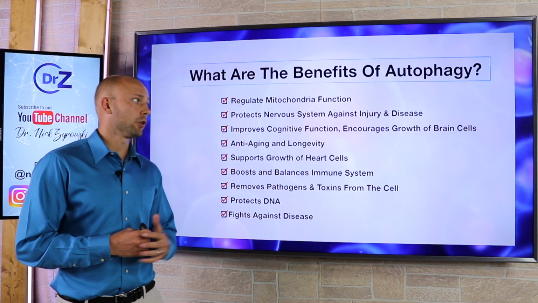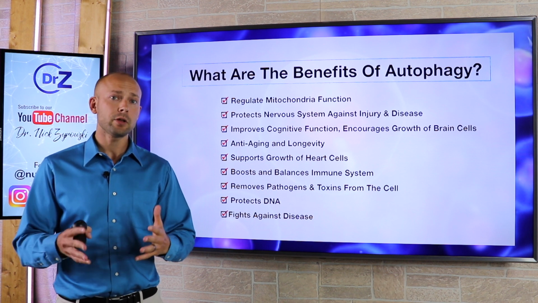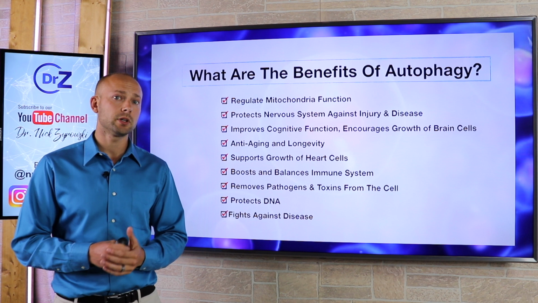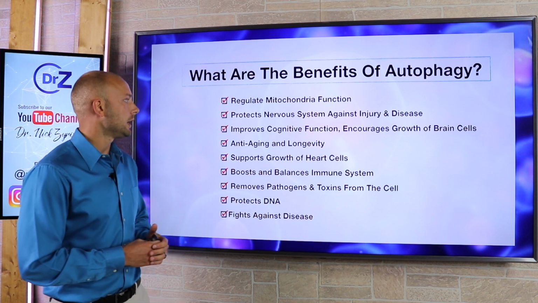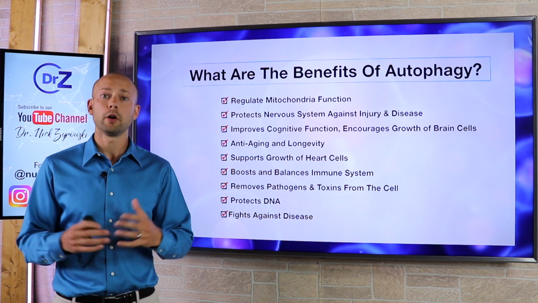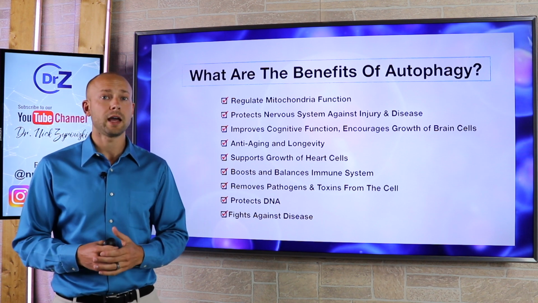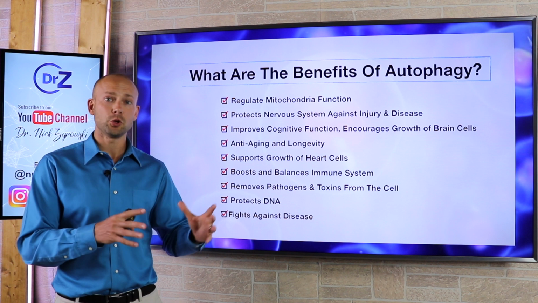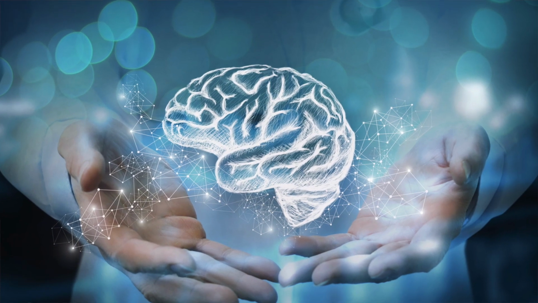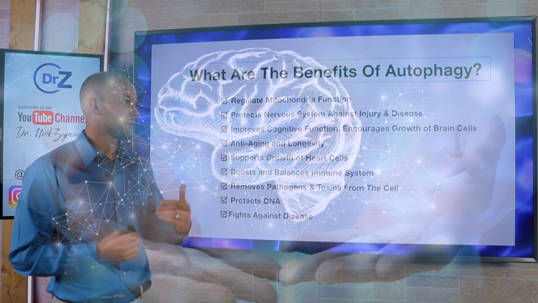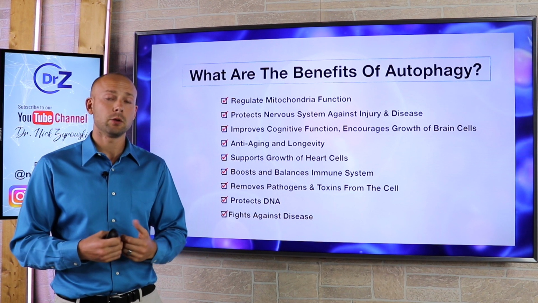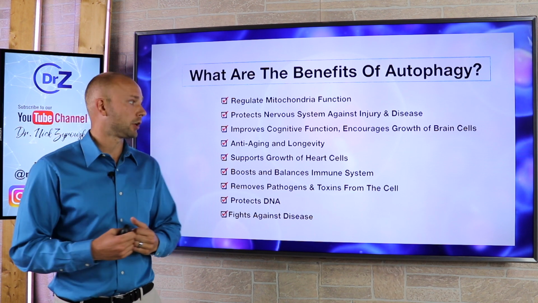It also is going to protect the nervous system against injury and disease. Very important for people who have Alzheimer's in their family, dementia in their family, neurological conditions in their family. So important. It also is going to help improve cognitive function, and it's going to help encourage the growth of new brain cells. Who doesn't want that? Once again, like I said, if you're someone who has different neurological diseases in your family, you want to make sure you're encouraging those brain cells to grow. We also want to make sure that if we're just someone who wants to have more focus and clarity, that we're using ways to induce autophagy as well.